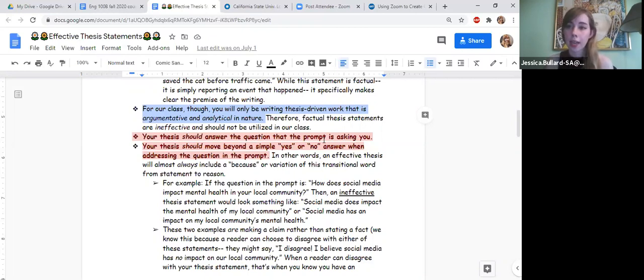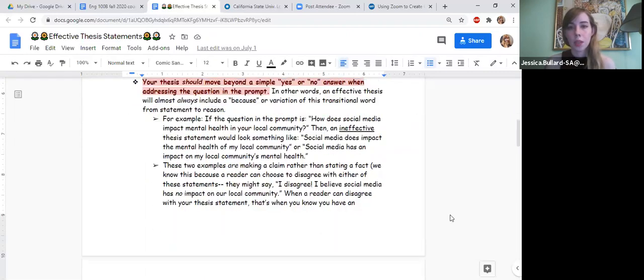And the suggested outline for each option clarifies which questions from the prompt you should be paying attention to for the thesis, okay? Now, the thesis should move beyond a simple yes or no answer when addressing the question in the prompt, okay? So let's look at an example. If the question in the prompt that a student is writing a thesis-driven argument for is, how does social media impact mental health in your local community?